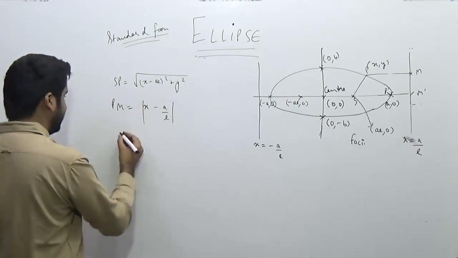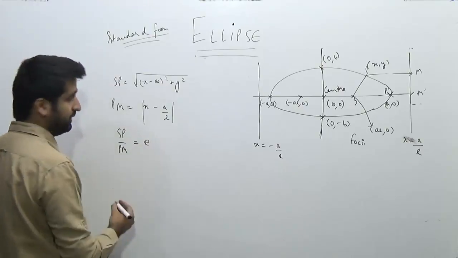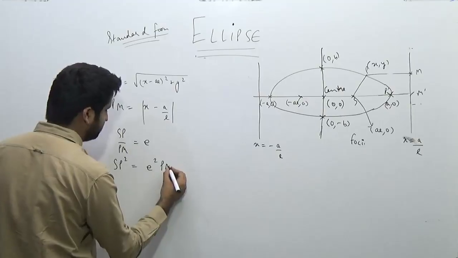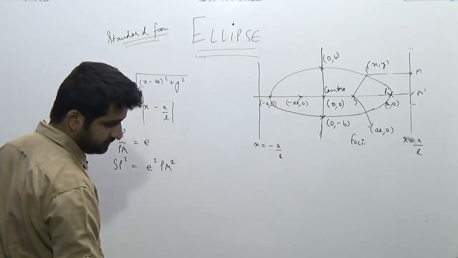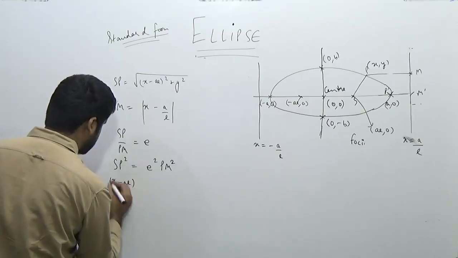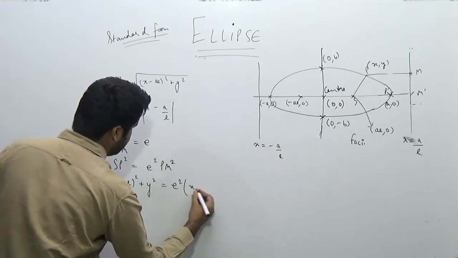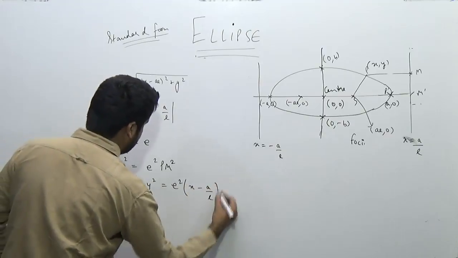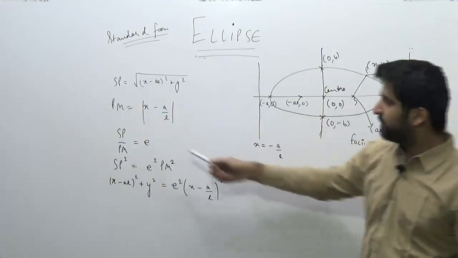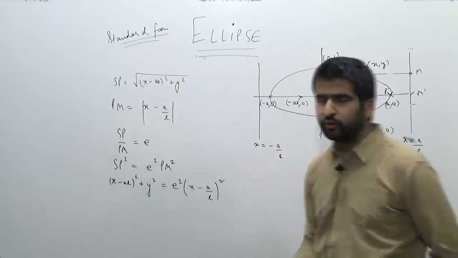So if I say that SP upon PM is equal to eccentricity, then SP square is equal to E square PM square, and we'll get a result something like this: (x minus AE) whole square plus y square is equal to E square into (x minus A upon E) whole square. So this is what I'll get after applying the basic definition of the ellipse, that the ratio of the distances is equal to E.